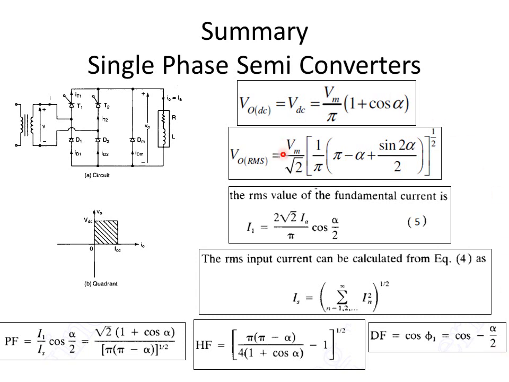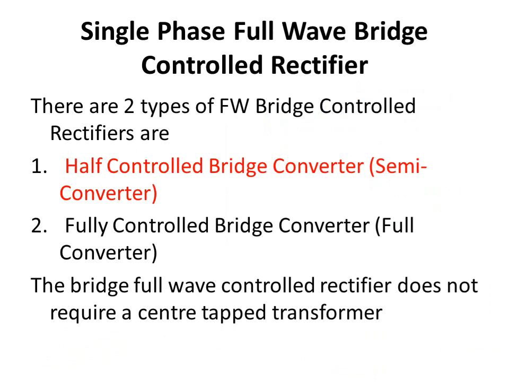So this is the summary of the single phase semi converter, which is a single quadrant operation device with two SCRs and two diodes in the bridge, and the load we have considered is RL. We can have the load as purely R, in which case also you will get the same waveform. But now let us move on to the fully controlled bridge converter.